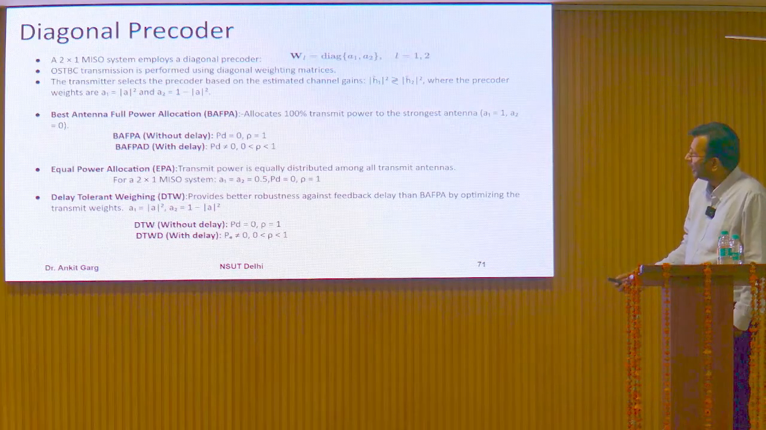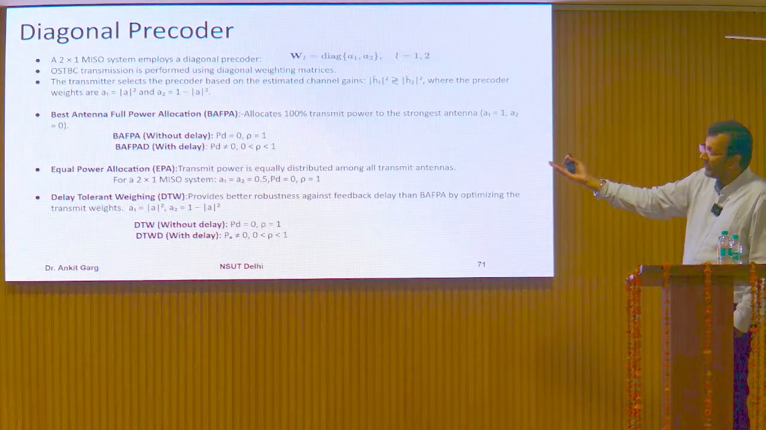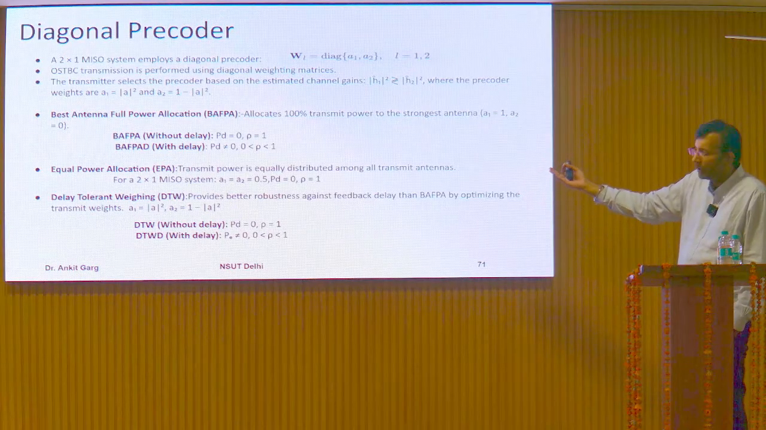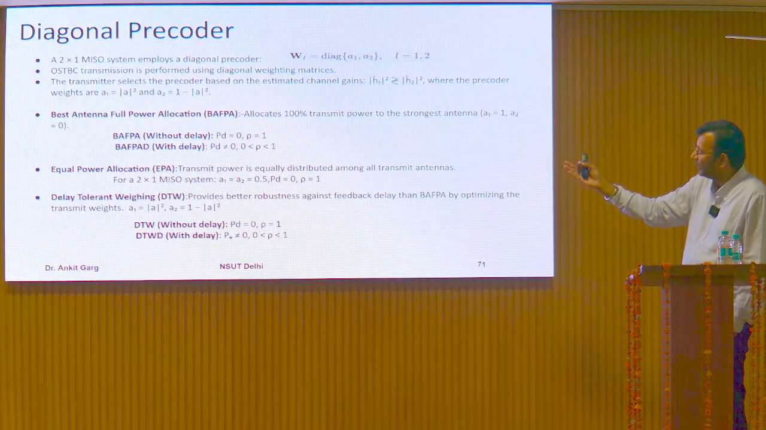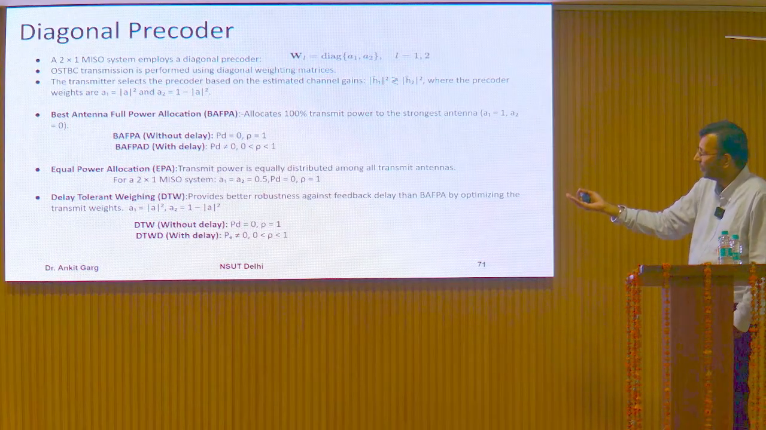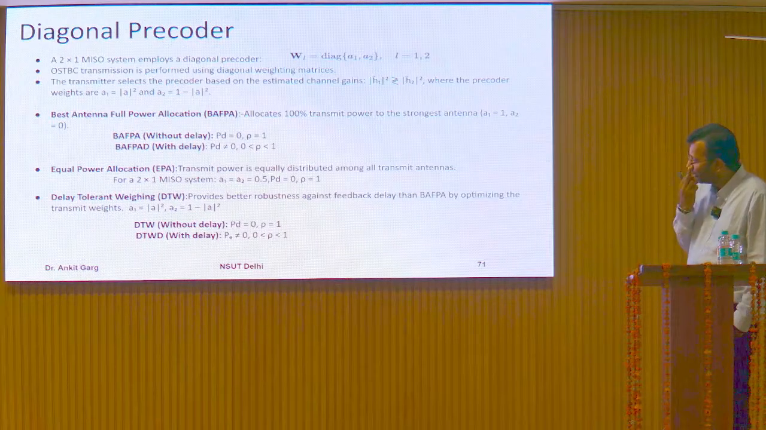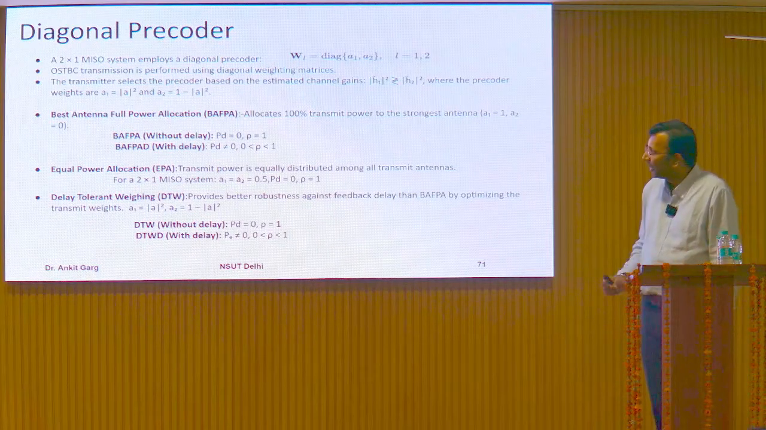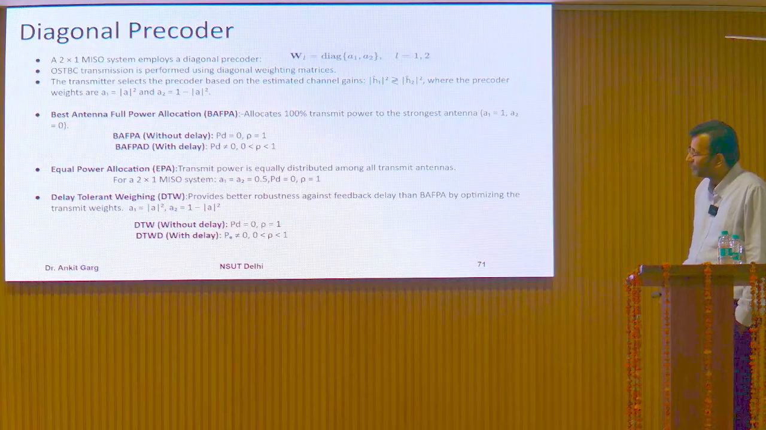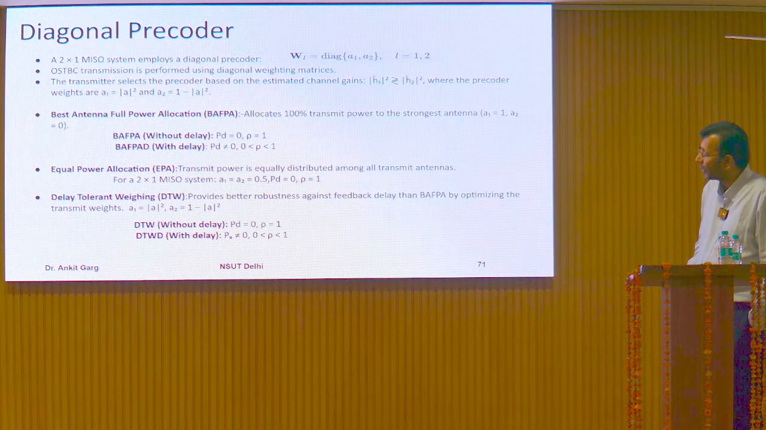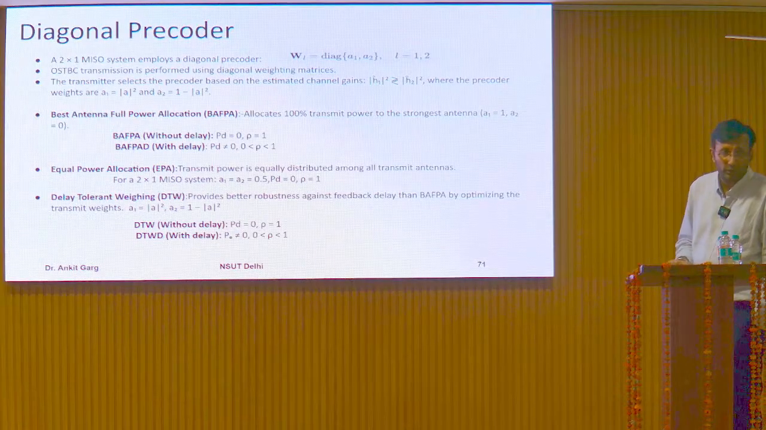So no delay means the probability of delay is 0, PD is 0. And the second case represents with delay, where rho is between 0 and 1 and PD can't be equal to 0, right? So we use a simple trick here to make it delay tolerant as well, right? You can extend this work yourself for different distributions.